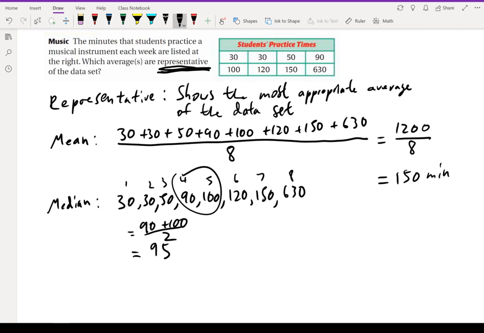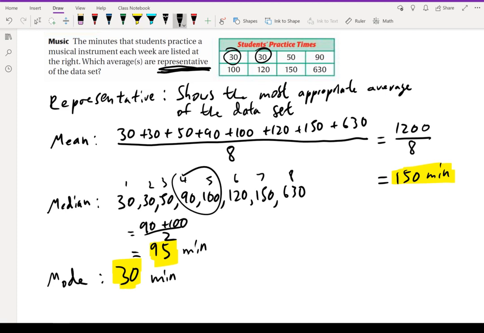And then next is mode. Mode is the number that occurs the most. And there's only one data that repeats itself here. That's 30 and 30, so that's 30. So we have 3 different averages. The first average is 150 minutes. The second average is 95 minutes. And the third one is 30 minutes.